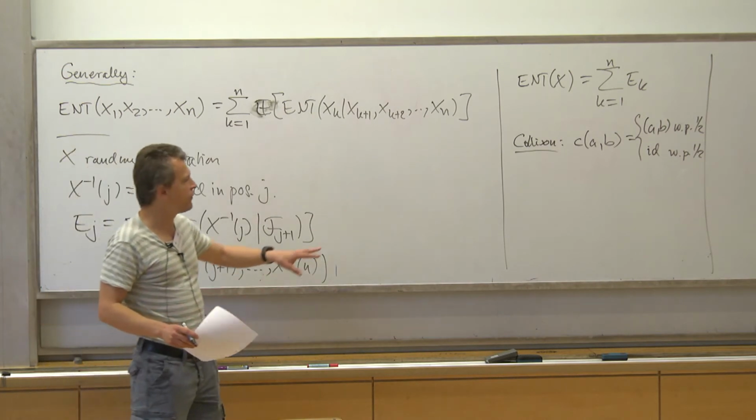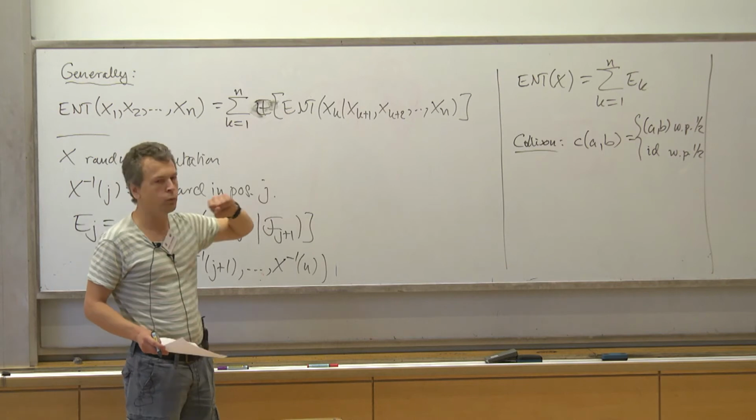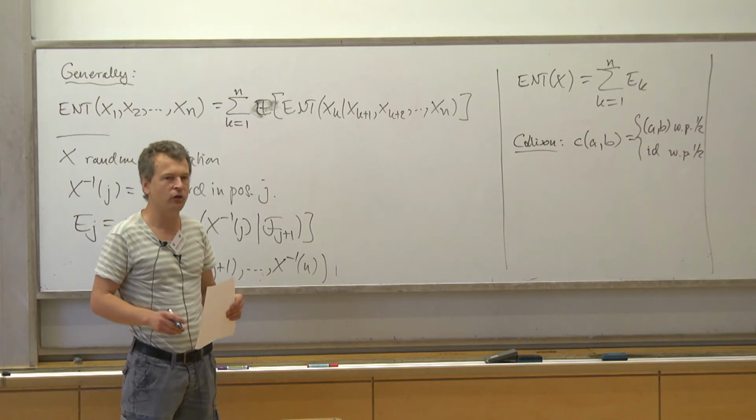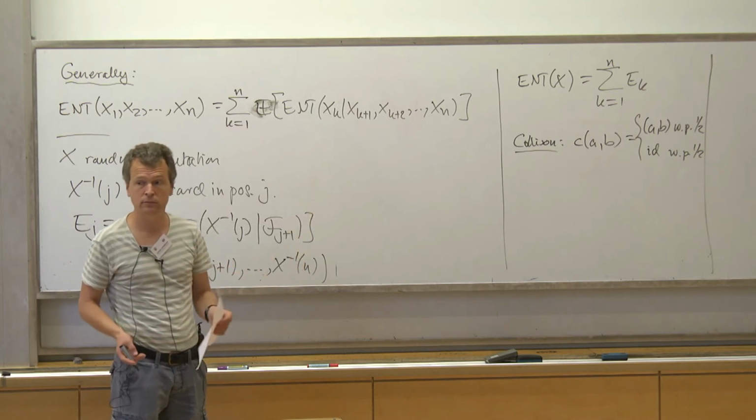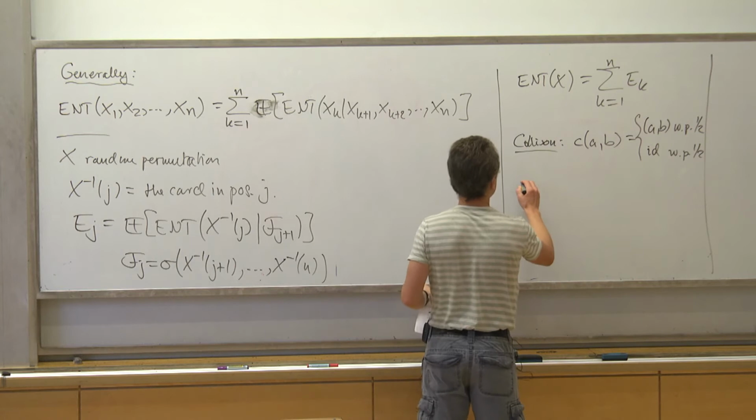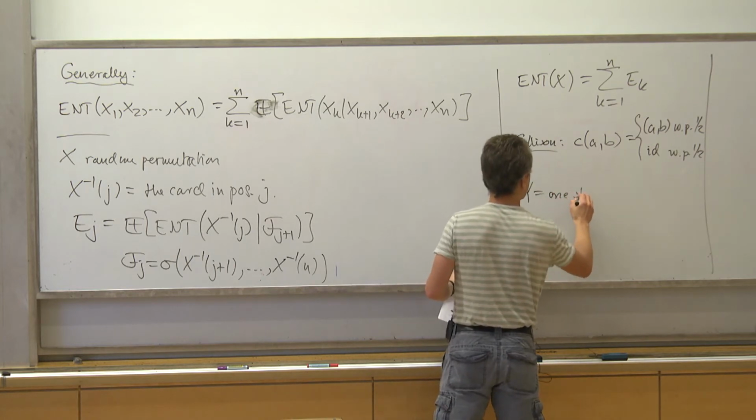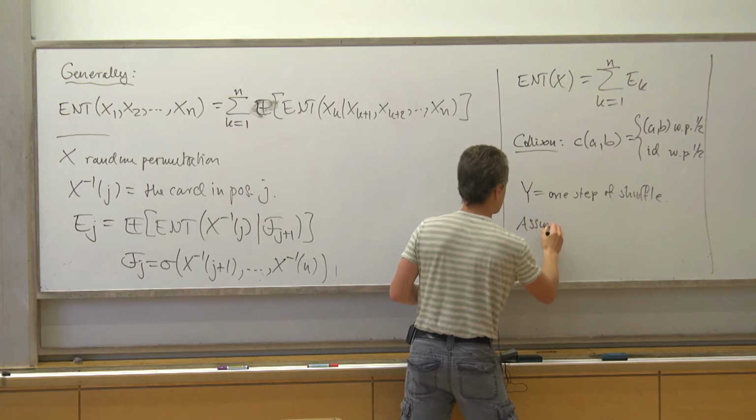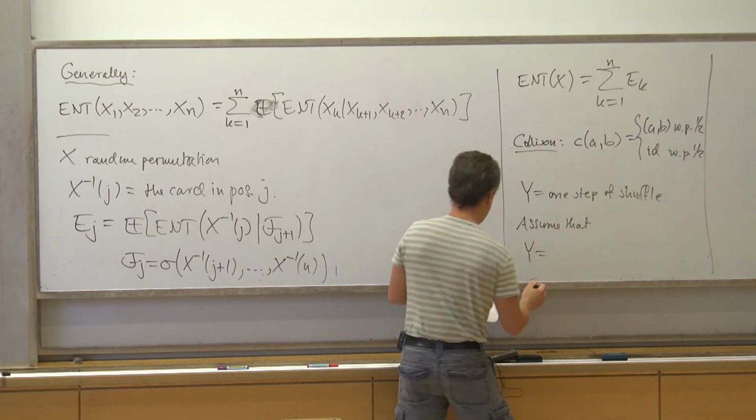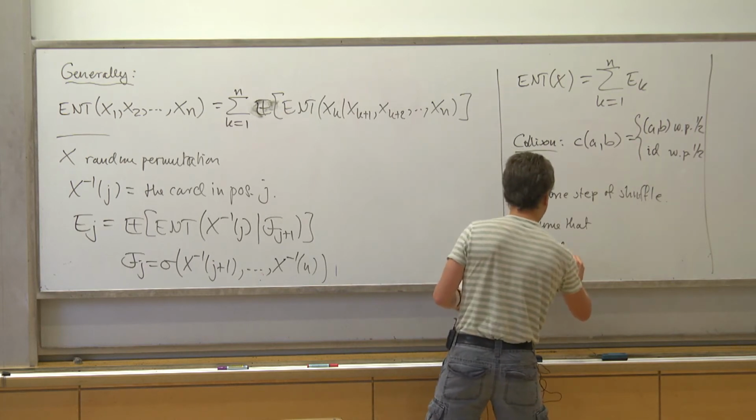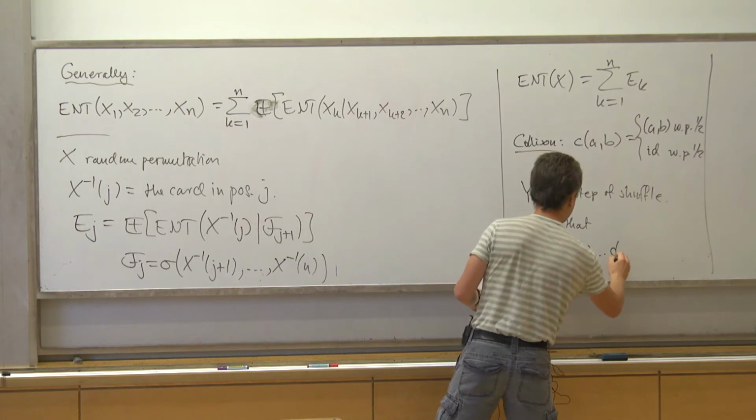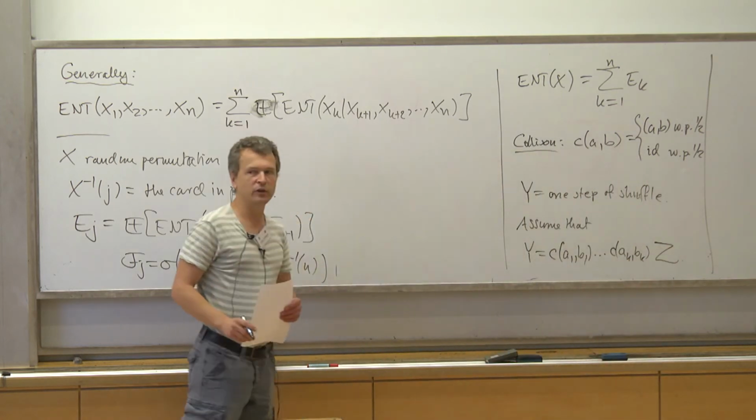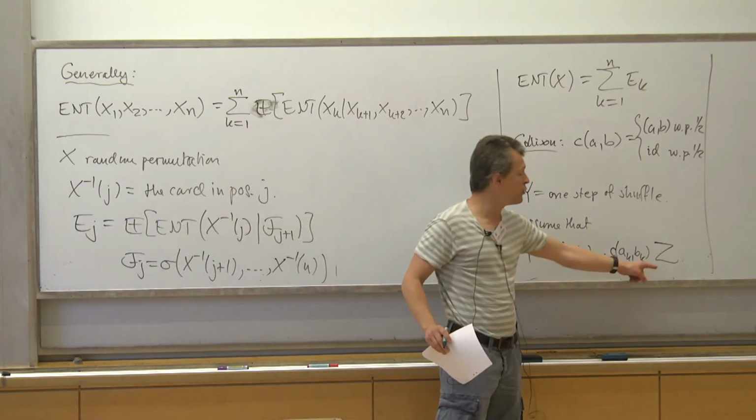Now I said that the shuffle must at least partly consist of collisions. So what we will assume is that one step of our shuffle can be written as a composition of a number of collisions together with something else. So let's say that Y is one step of our shuffle, and we assume that Y can be written as collision of A1, B1, and so on, up to collision AK, BK, times some random permutation Z.